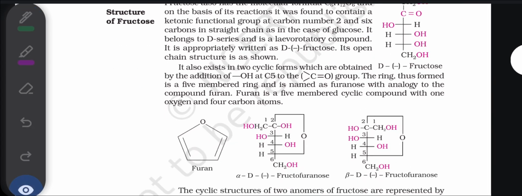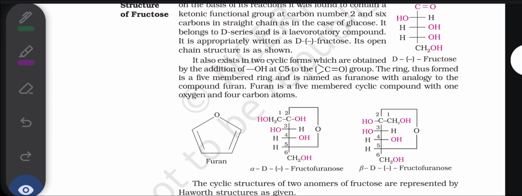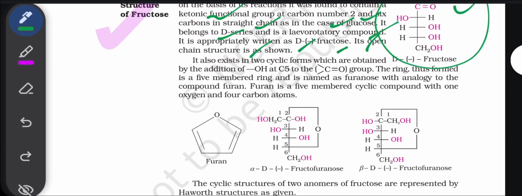Okay, it also exists in two cyclic forms which are obtained from D minus fructose by the addition of OH at C5 to the keto group. So you can see here that the C5 carbon is getting attached to the second carbon's keto group. The ring thus formed is a 5-membered ring and is named as furanose.